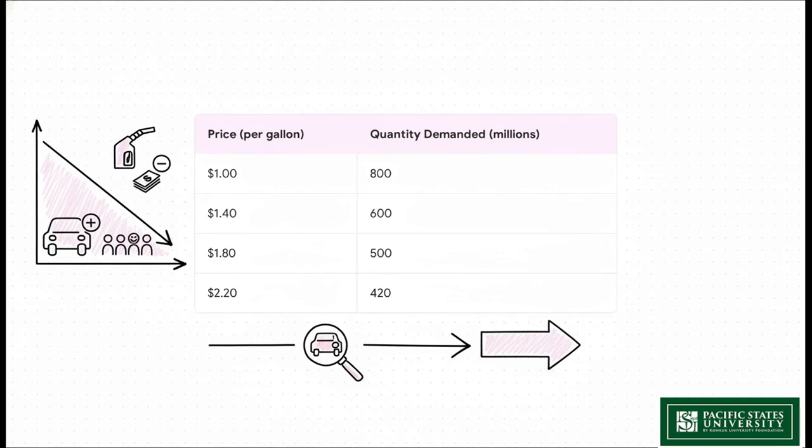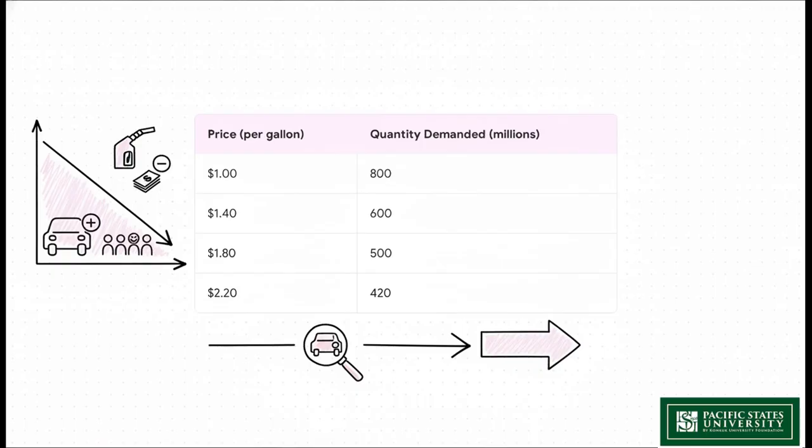Let's crunch some numbers on gasoline to really see this in action. Observe how a price drop systematically impacts human behavior. At $2.20 per gallon, the quantity demanded across the market is 420 million gallons. People are being a bit conservative with their driving. But if the price were to suddenly drop all the way down to $1 per gallon, the quantity demanded completely surges to 800 million gallons. Everyone is taking road trips.